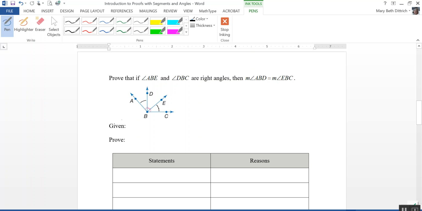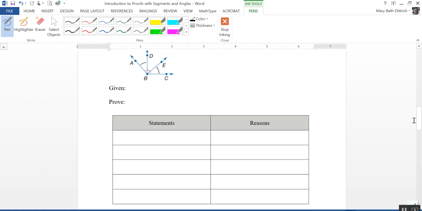Now again, you're probably looking at this and going, well, of course, that's obvious. You would just take this middle angle here away from both of them. And that's great, but we actually have to say that step by step. So let's go ahead and fill in our proof here. So we are given that angle ABE and angle DBC are right angles, and we have to prove that the measure of angle ABD is equal to the measure of angle EBC.